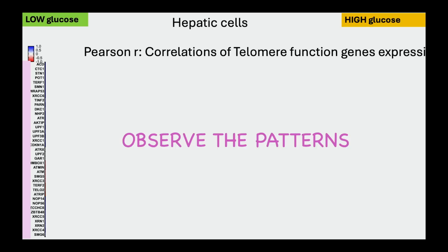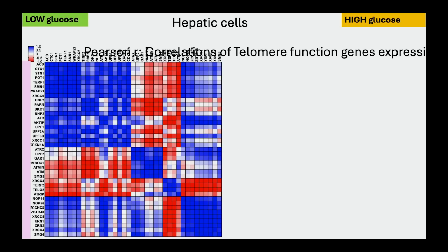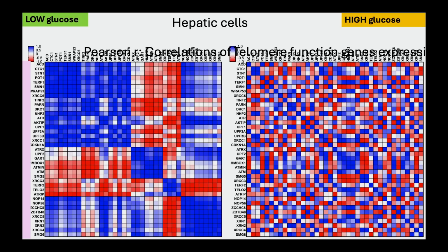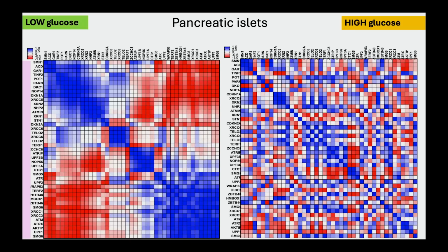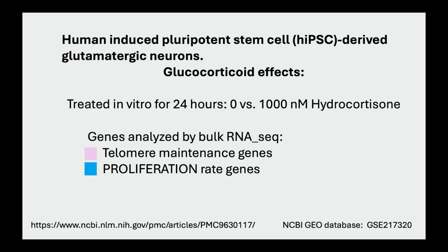But don't go home, because look at the co-regulation in the healthy case, and you've lost it. Just 4 hours of glucose is the difference. This is just telomere genes I'm showing here too. So a very relevant cell type, pancreatic human islet cells. These are primary cells, normal cells, in short-term culture. Just treat them with the 2 different concentrations of glucose in vitro. Big difference in the coordination among the genes.